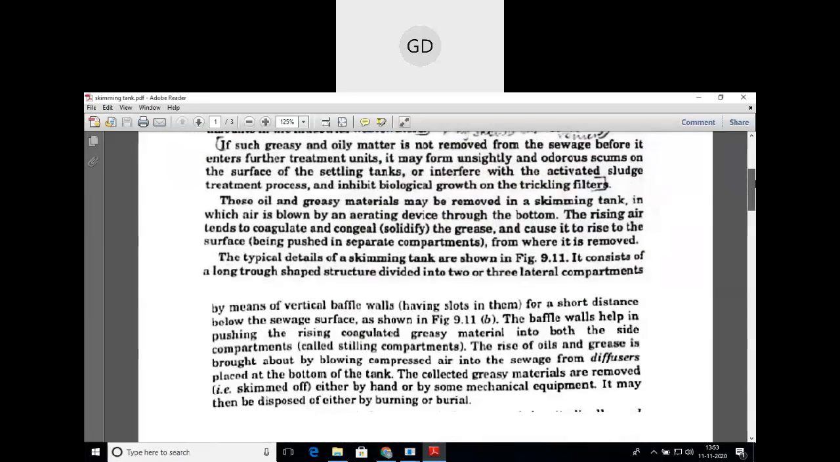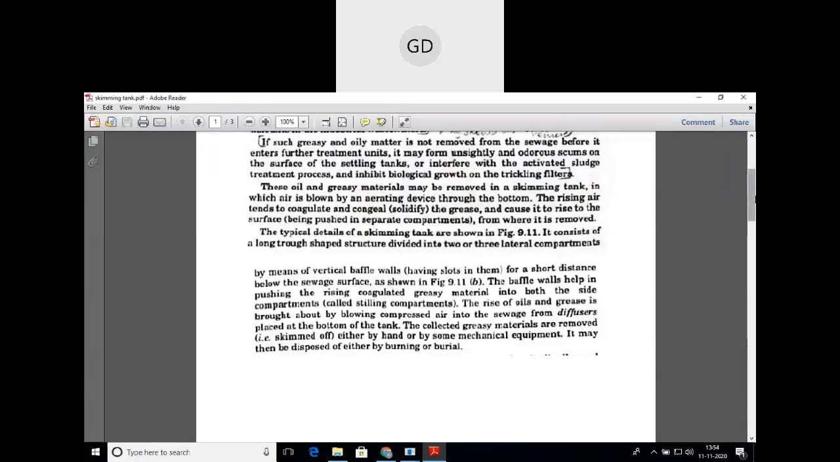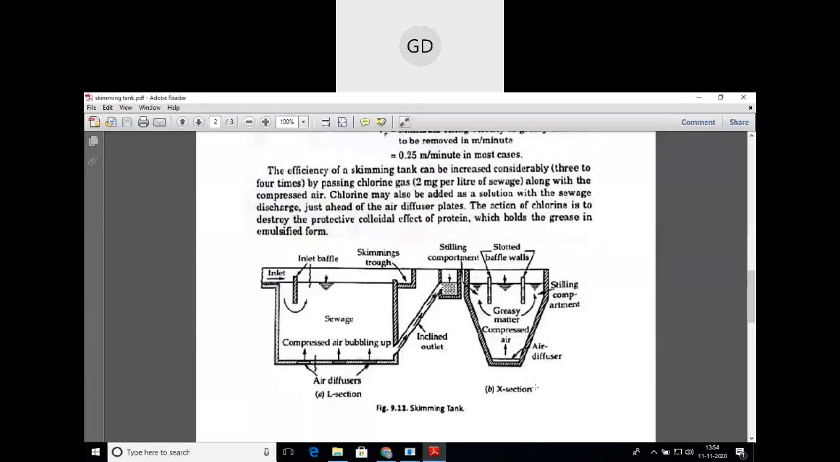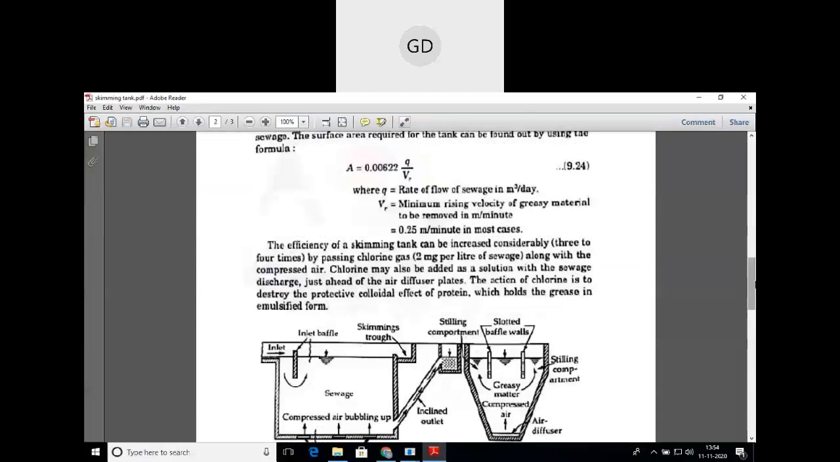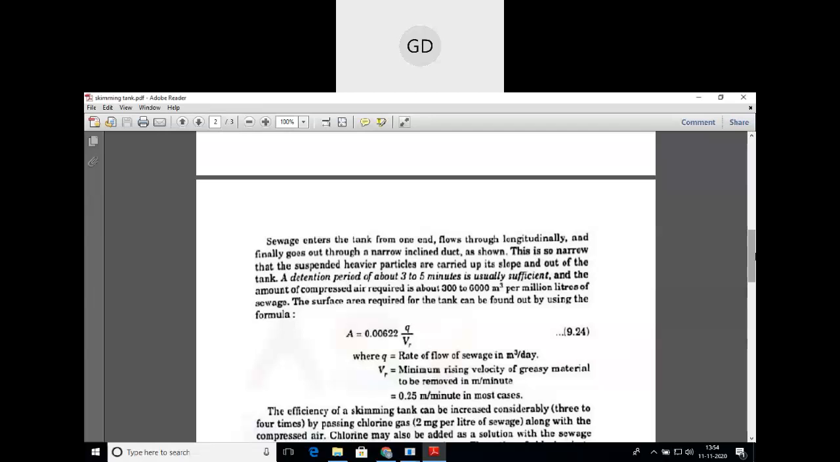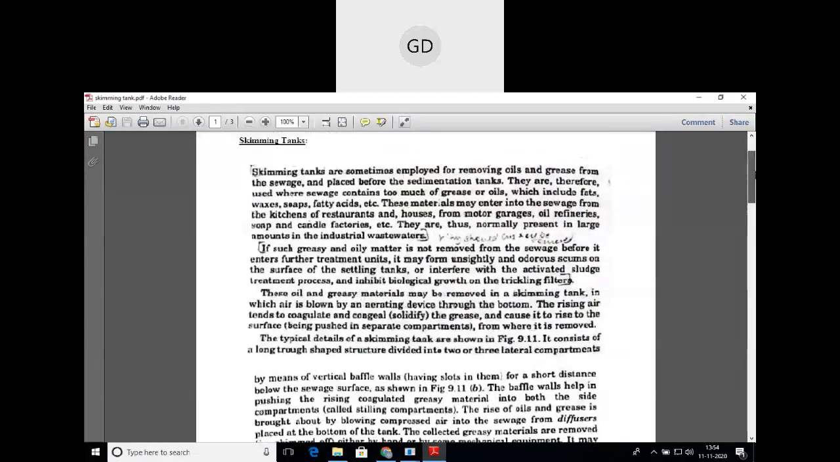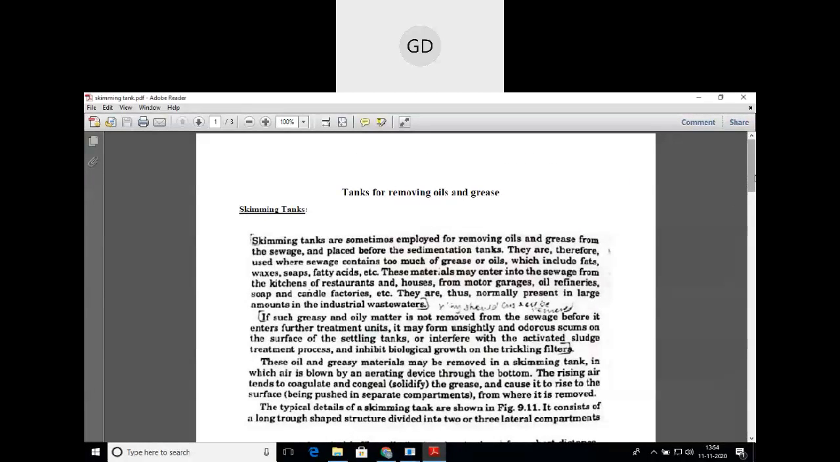Here the notes are given, written in brief. You can read it out. This one is a skimming tank. The main aim is that it is used to remove oils and greases. Skimming tank numerical is not there. Up to your detritus tank numericals are there, and later more numericals will come.